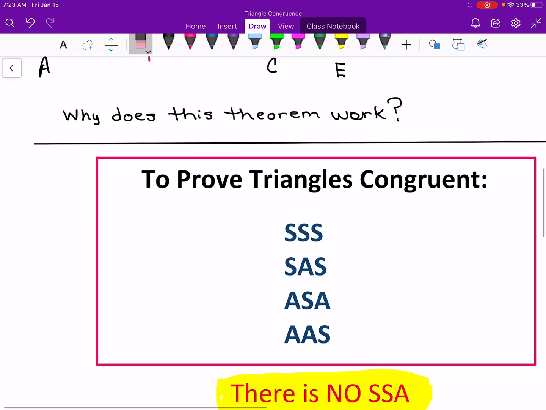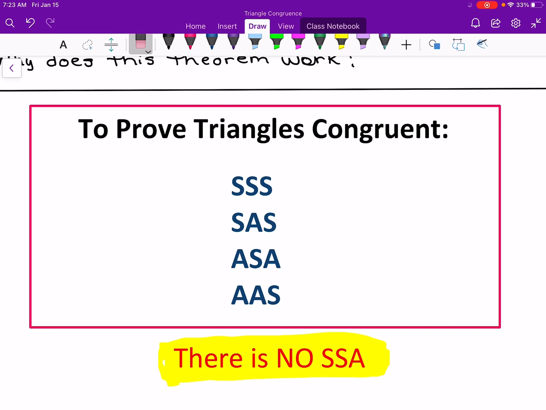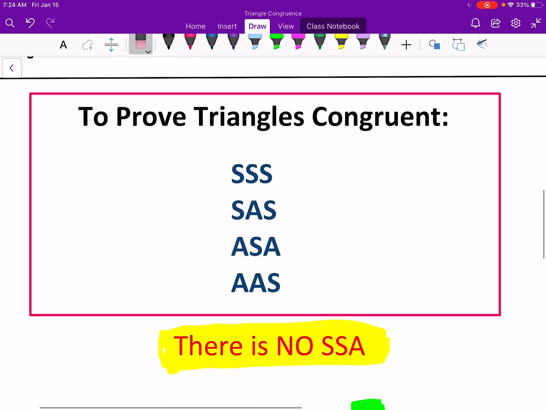So far, you need to make a list of this in your notes so you have reference to it, and when you come back to school, I will have it on the board. We have side side side, side angle side, angle side angle, and angle angle side. Theorems and postulates, four ways we can prove triangles are congruent. There is no SSA theorem or postulate. It doesn't work, doesn't make sense. There's just not enough information there to limit the size of a triangle.